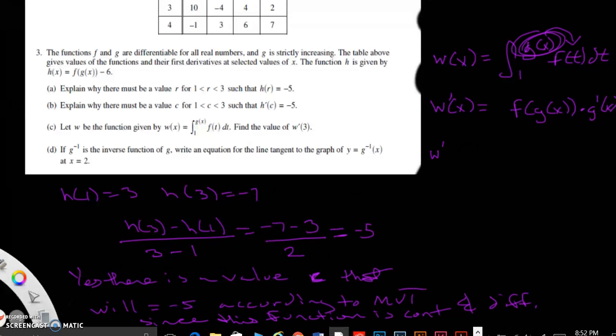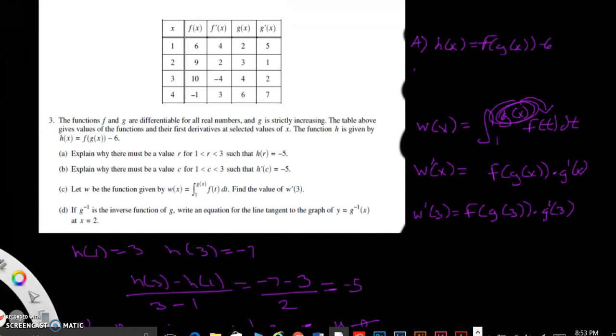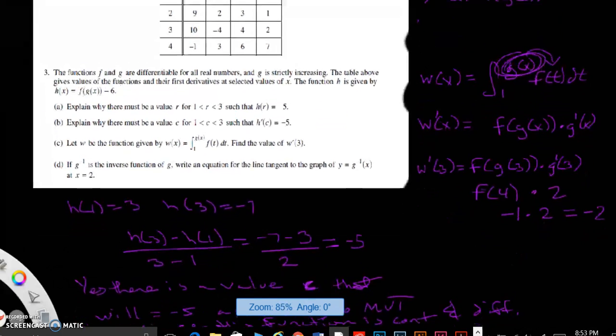So if you want to find w prime of 3, that's going to equal f of g of 3 times g prime of 3. So what's g of 3? g of 3 is 4, so we have f of 4 times g prime of 3. g prime of 3 is 2. So now what's f of 4? f of 4 is negative 1, times 2. So this has to equal negative 2.